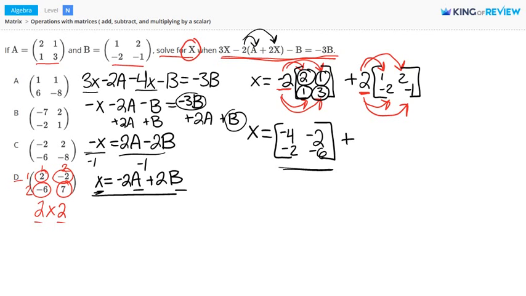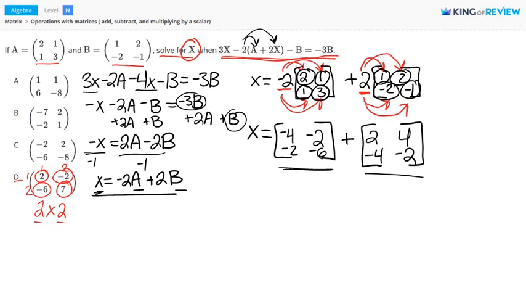Now we're adding this to 2b. So 2 times each of the entries within matrix B. 2 times 1 is 2. 2 times 2 is 4. 2 times negative 2 is negative 4. And 2 times negative 1 is negative 2.